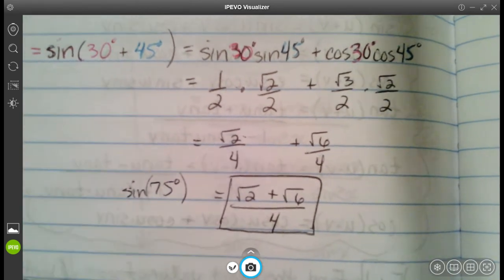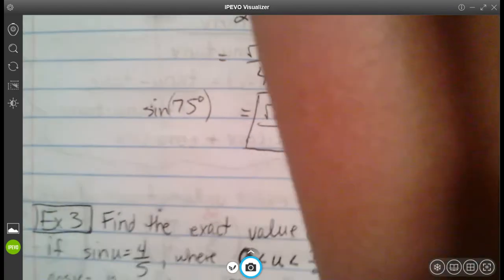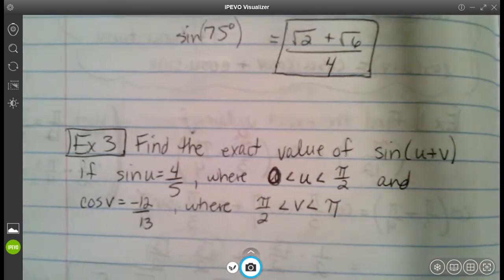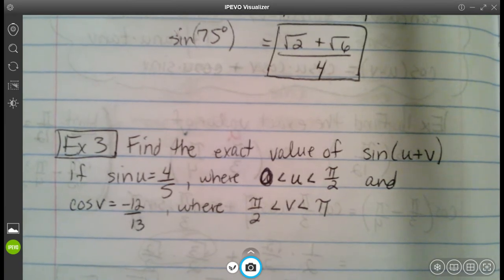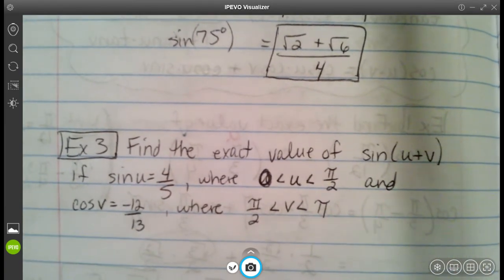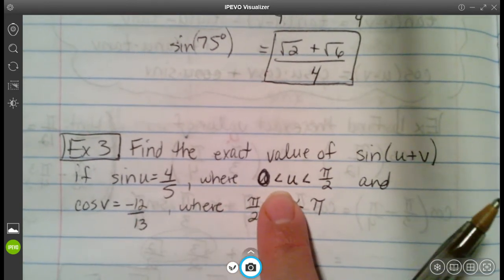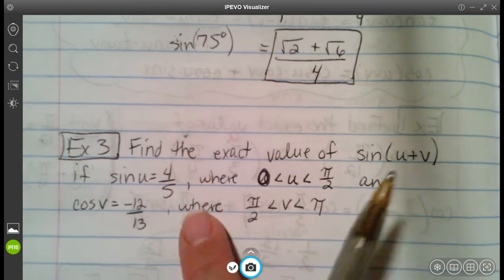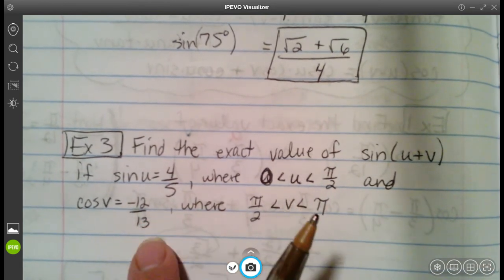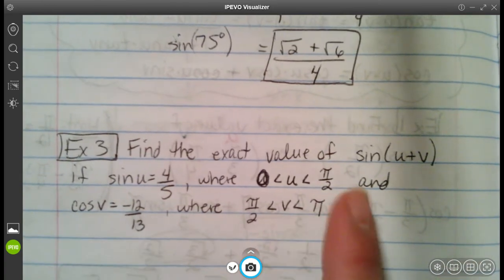Let's look at one that's a little bit different. This one is going to give us a little bit of a headache, but it's nothing too crazy, okay? We have example 3. Find the exact value of sine of u plus v if sine of u is equal to 4 over 5, where 0 is less than u is less than pi halves, and cosine of v is equal to negative 12 over 13, where pi halves is less than v is less than pi.